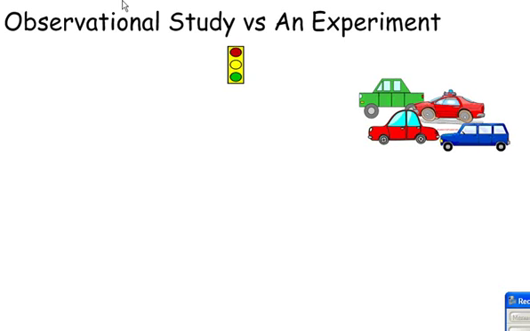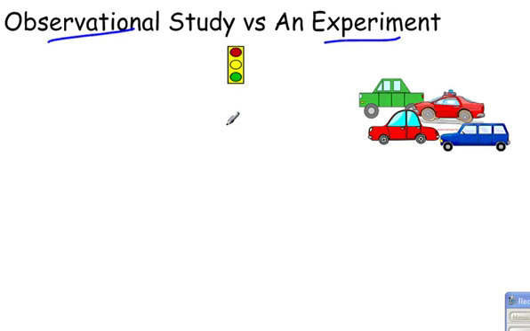So what's the difference between an observational study and an experiment? Well, it's a pretty significant difference, actually. The difference is that in an observational study, the researcher does not influence the responses in any way. They just stand around and watch. Whereas in an experiment, the researcher deliberately applies a treatment before observing any of the responses.